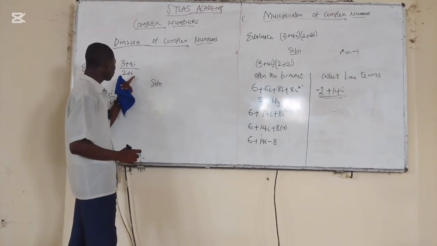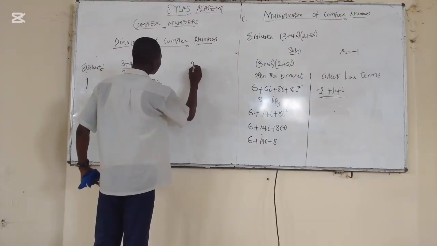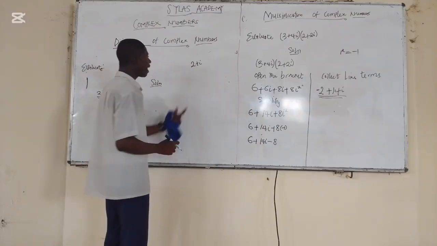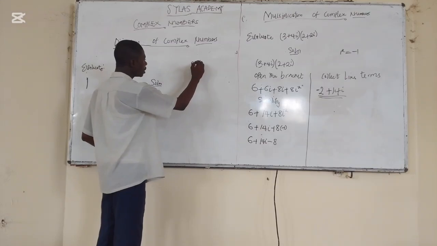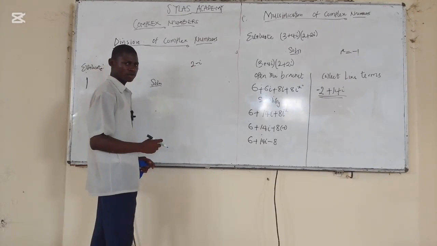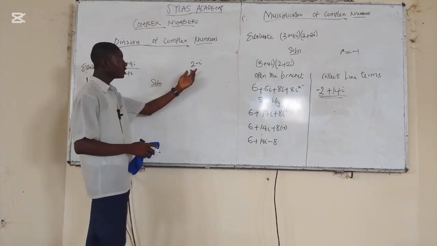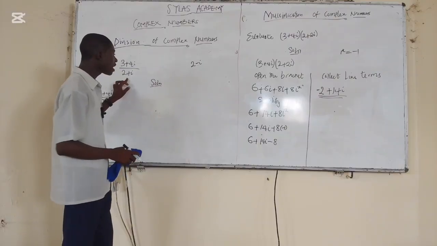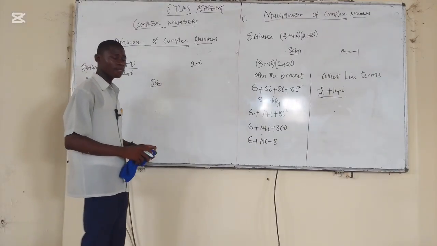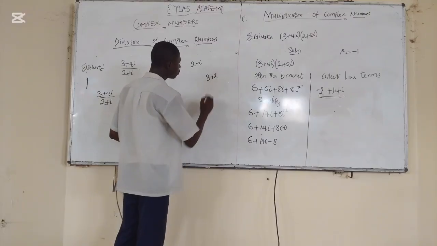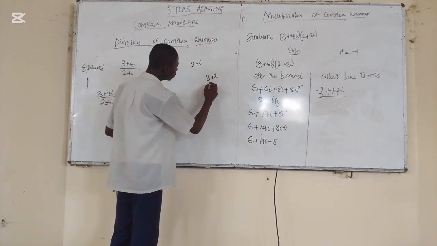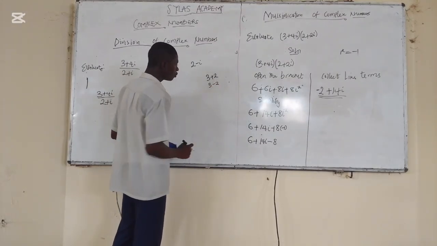Now, this is our question: 2 + i. How can we take the conjugate of this? Just change the middle sign to minus. So the conjugate of 2 + i is 2 - i. Let's say we find the conjugate of 3 + 2; it becomes 3 - 2.